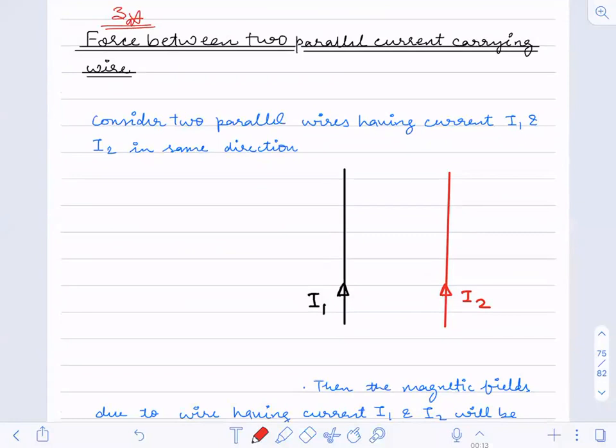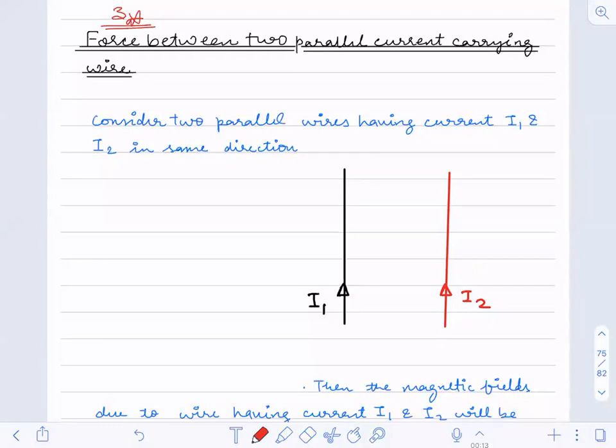Okay, fine. So what we have zoomed over here is that we are having two parallel wires, both having currents I1 and I2. They are going in the same direction. The currents are in the same direction. Now they are infinitely long, so there is no doubt about their length.